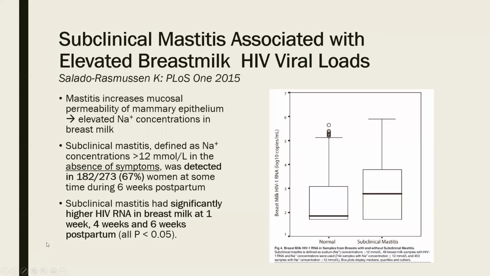What else do we like to talk about with our women who are considering infant feeding options? Well, if they're going to breastfeed, we talk a lot about subclinical mastitis and how this can be associated with elevated breast milk HIV viral loads. You can see here in this diagram to the right that amongst women who had subclinical mastitis, the breast milk viral load was much higher than among women who did not have subclinical mastitis.